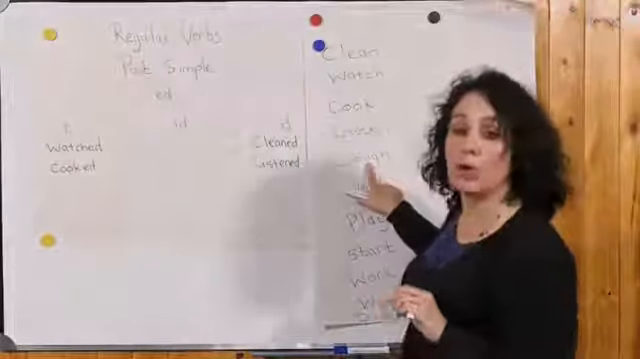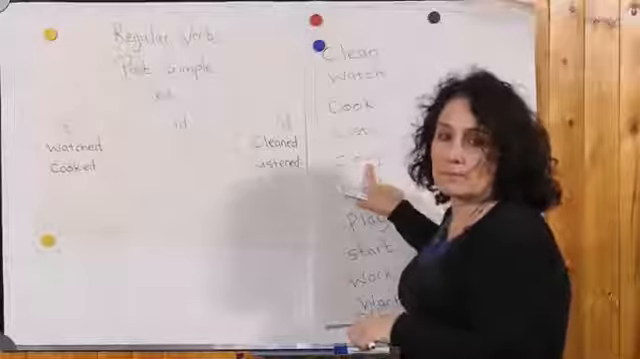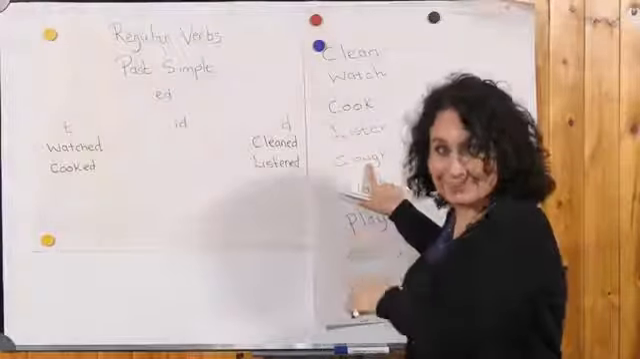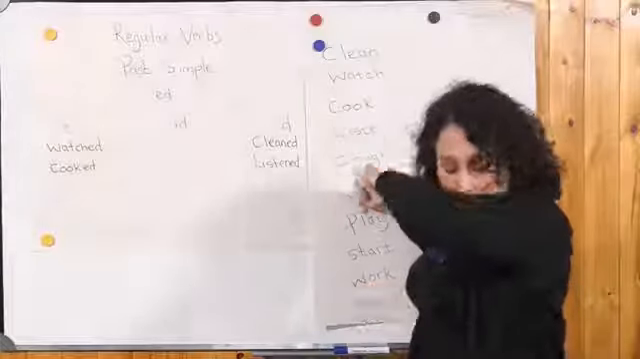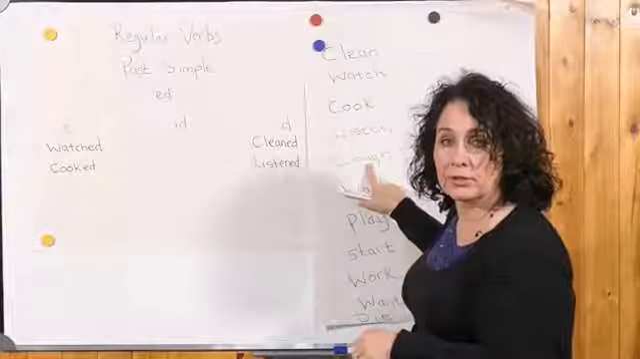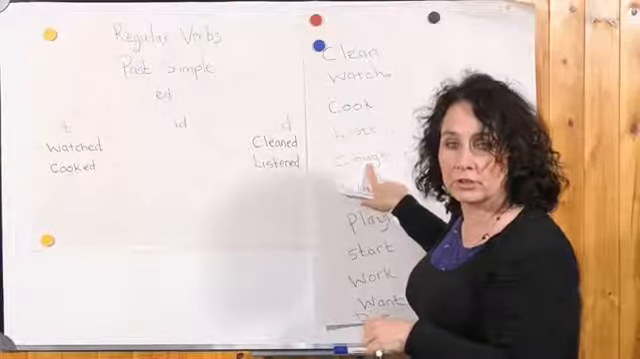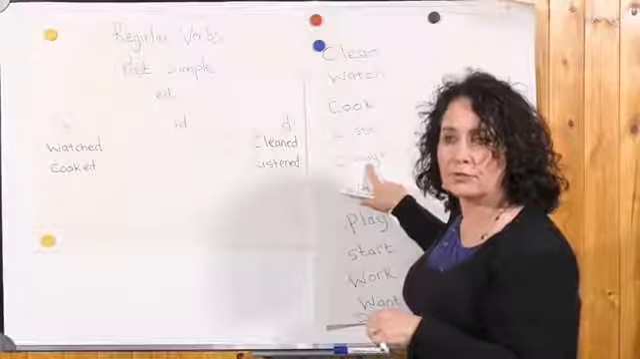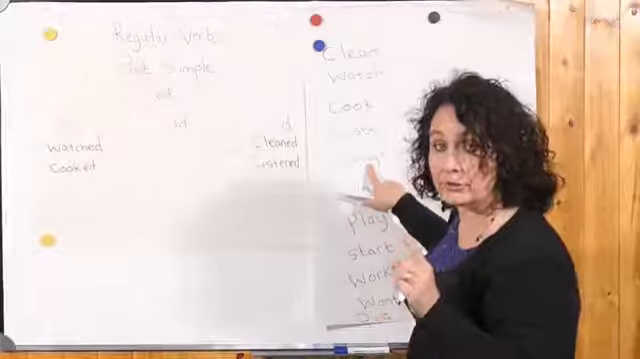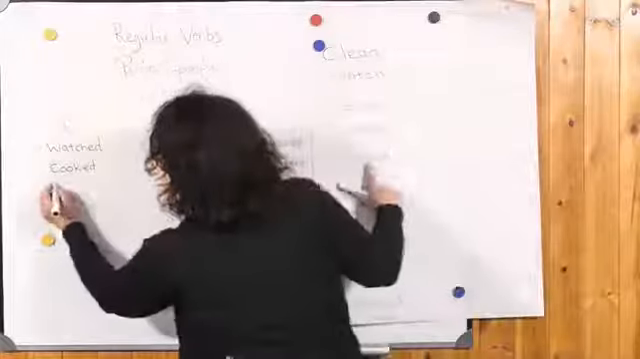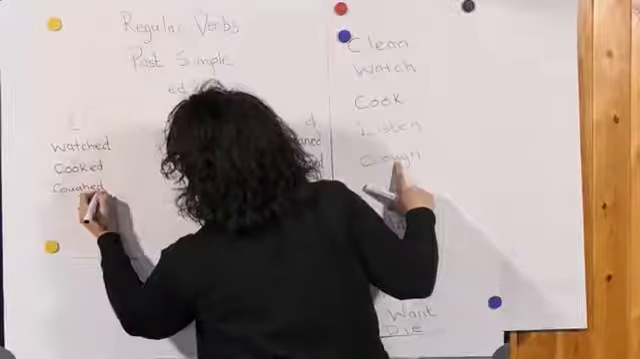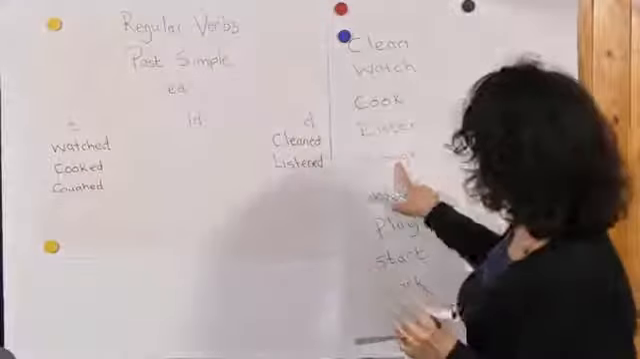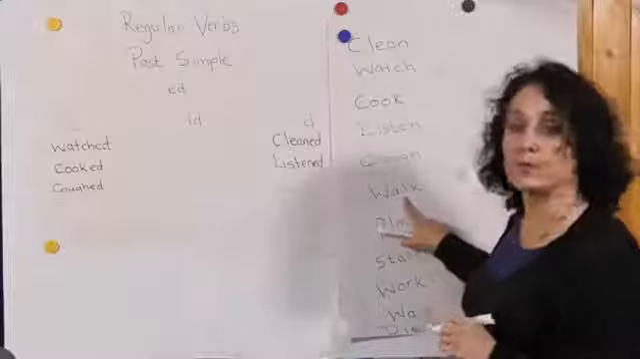This one. Cough. Okay. She coughed into her elbow. Coughed. What can you hear? Coughed. Can you hear t? Yes. Coughed. Okay, very good. Now, the next one.